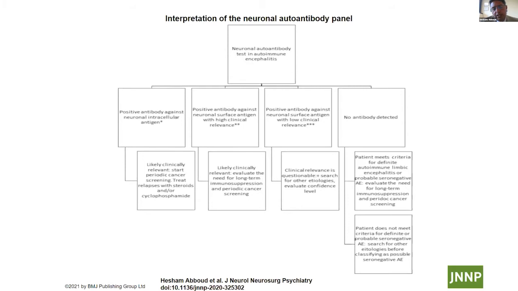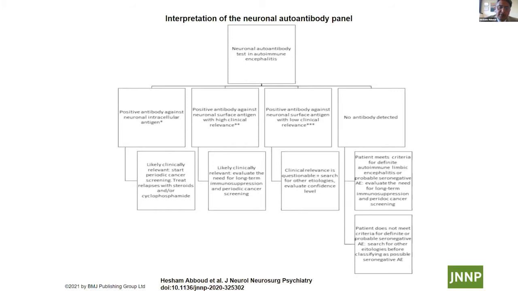If the neuronal antibody was positive for a highly clinically relevant neuronal surface antibody, then you will assess if this patient needs long-term immunosuppression based on rate of recurrence and many other factors that we will cover in the next slides. And you'll also decide on the need for periodic cancer screening based on the specific antibody, because we know some of the neuronal surface antibodies are more frequently linked to cancer than others.